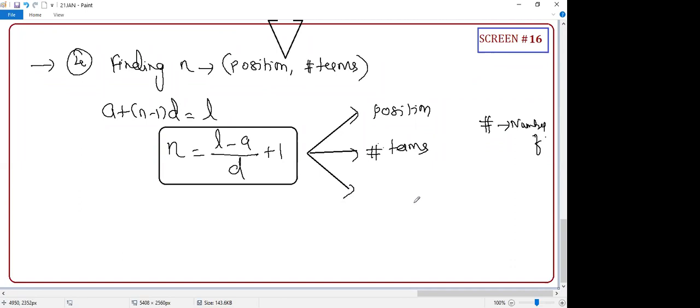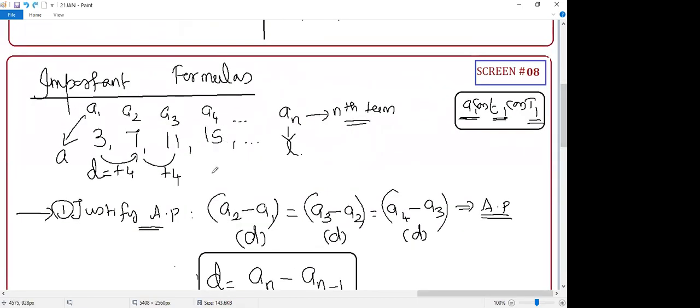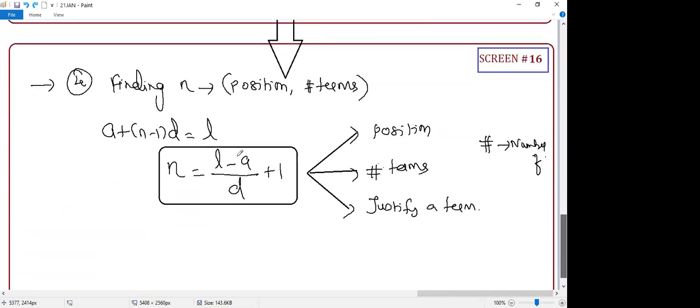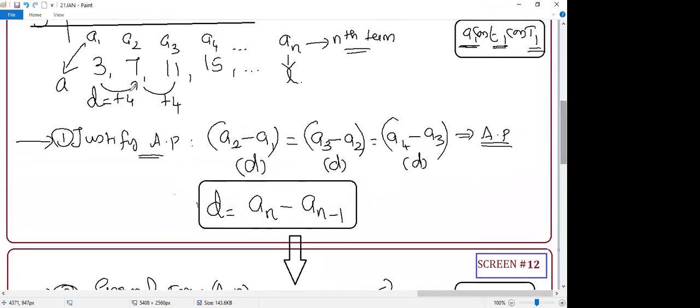So what is the other benefit, guys? Very important: justify a term. Which means what? I'm telling you, 15 is in which position? 4th position. Can we test this formula? The position that you want, you have to consider as L. So what is the position I asked? 15. And what is the first term in our example? 3. And what is the common difference? 4.